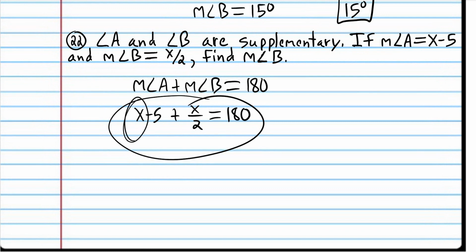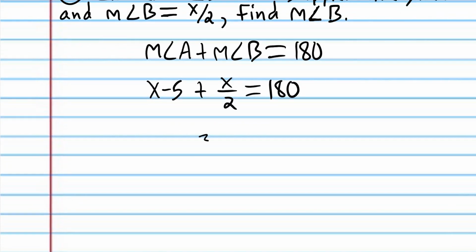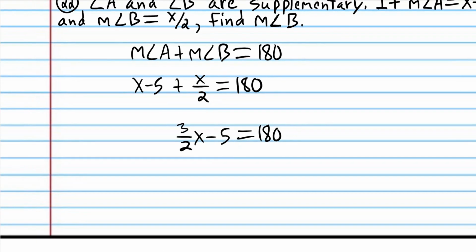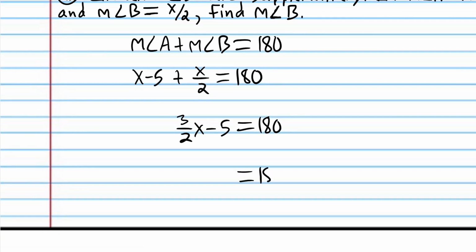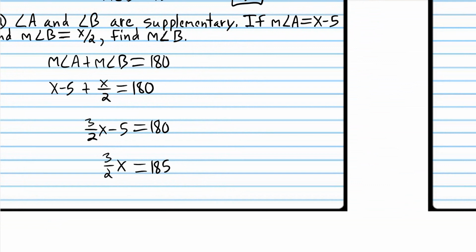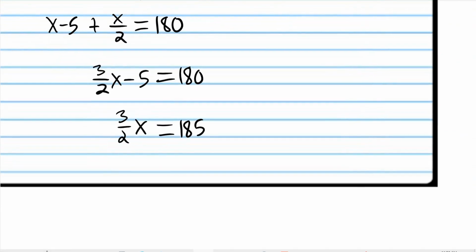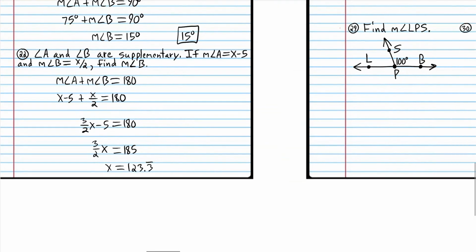So 1x plus 1/2 x is 3/2 x. You might say, well, that's 1 and 1/2 x. Well, in algebra, we don't use mixed numbers. So we added those x's together. Then we're going to add 5 to both sides of the equation. You can do this in two steps or one step. You can either multiply both sides by 2/3, or you can multiply by 2 and then divide by 3, however you want to do it. So if I do that in my calculator, I get 123.3 bar. So x is equal to 123.3 bar. That was step one of the problem, to find x.